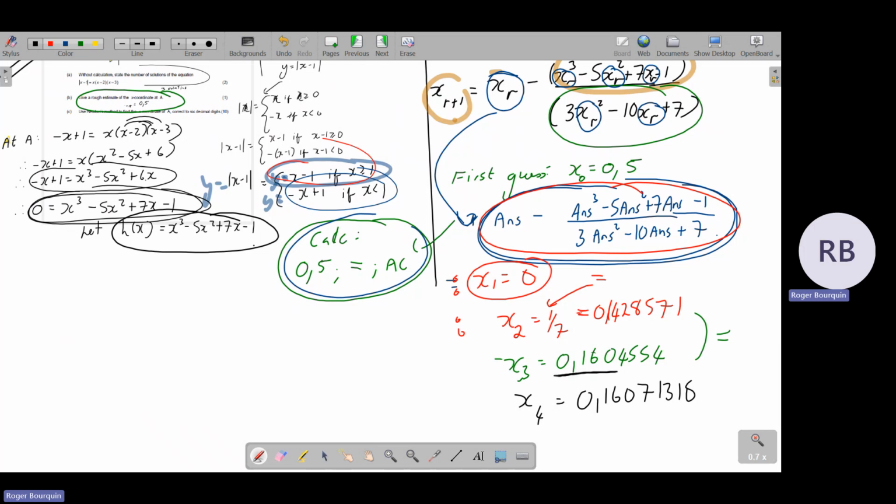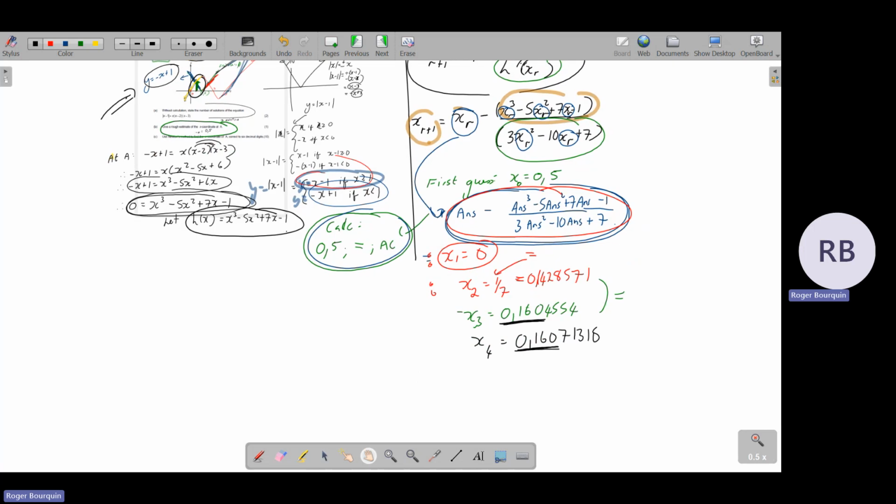You know for sure that it's going to be correct up to 0.160. That would be if I wanted my answer to 3 decimal places. But the question says they want the answer to 6 decimal digits. So if you press your calculator again, x5 we should get equal to 0.16071328.